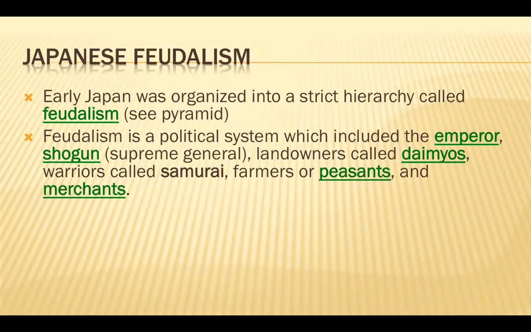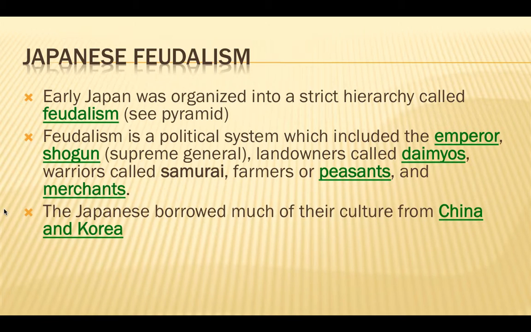In feudalism in Japan, the emperor is at the top, followed by the shogun, which are the supreme governors, supreme generals, the landowners, daimyos, and warriors called the samurai, and then last we see the peasants and merchants at the bottom.